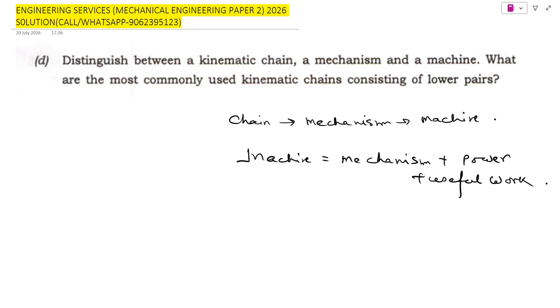Second is the single slider crank chain. This contains three turning pairs and one sliding pair. Applications are the IC engine, reciprocating pump, and compressor. The third is the double slider crank chain. It contains two sliding pairs and two turning pairs. Applications are the elliptical trammel and the Scotch yoke mechanism. These three are the most important lower pair chains repeatedly asked in competitive examinations.